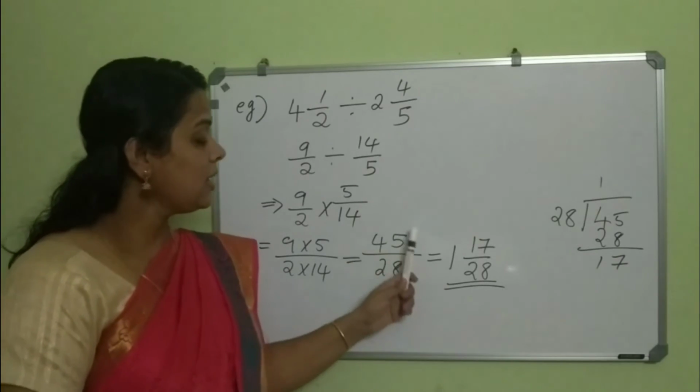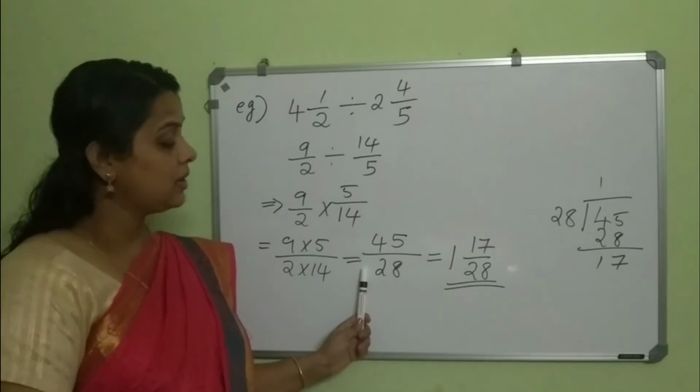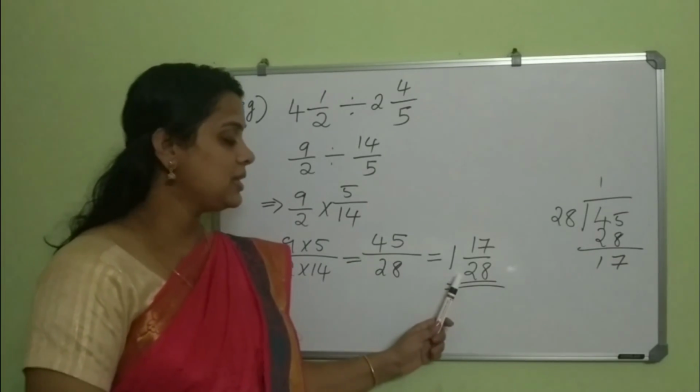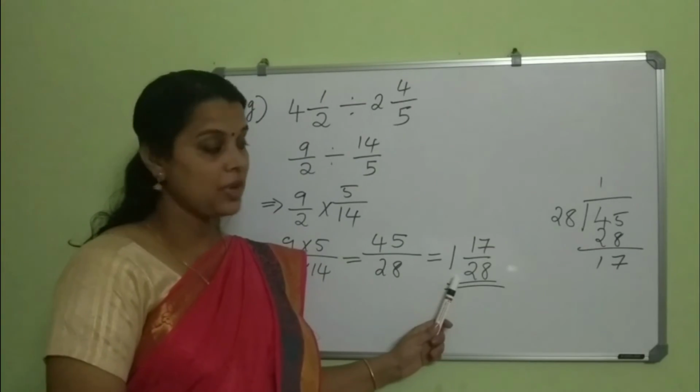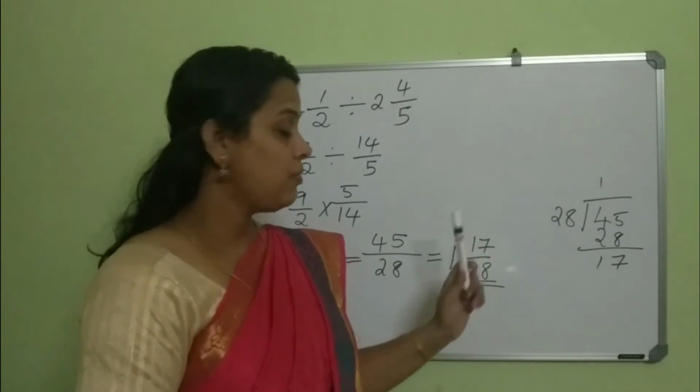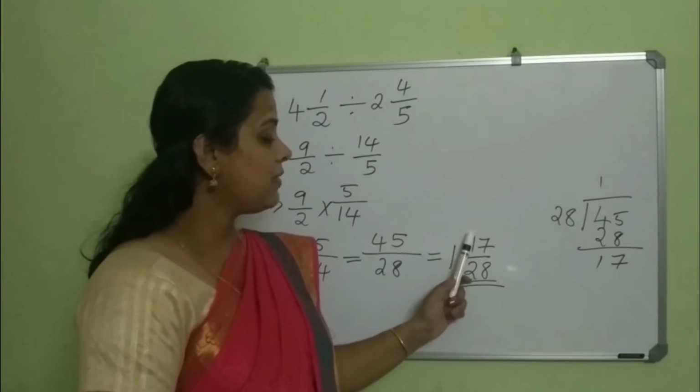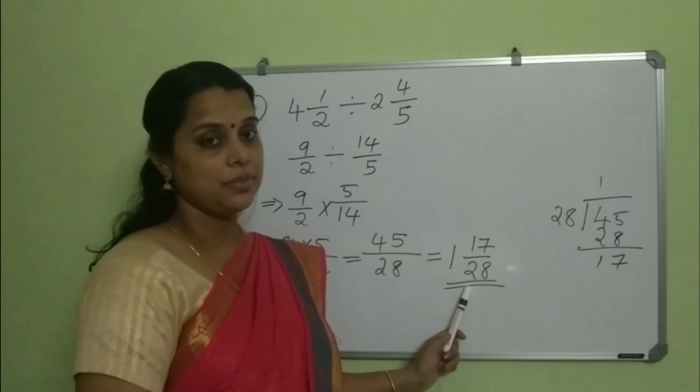Now we are checking, this is an improper fraction. So an improper fraction we need to change into a mixed one. How? By dividing we will get 1 17 by 28.